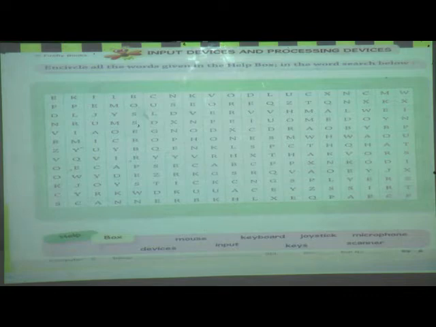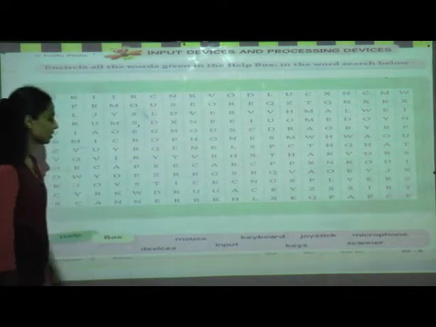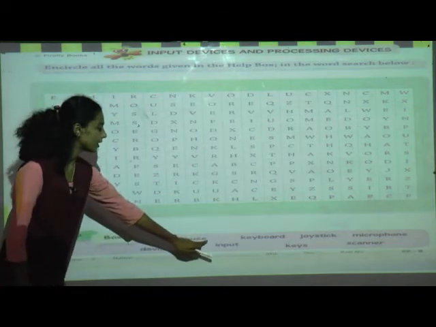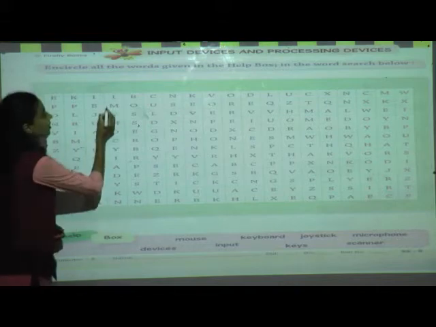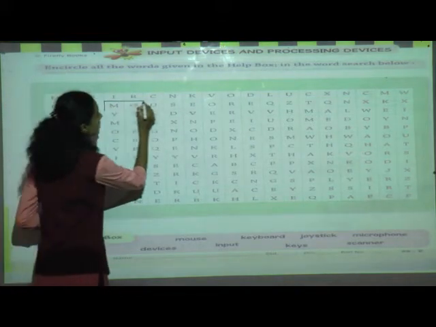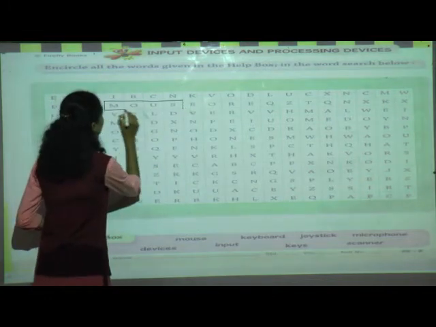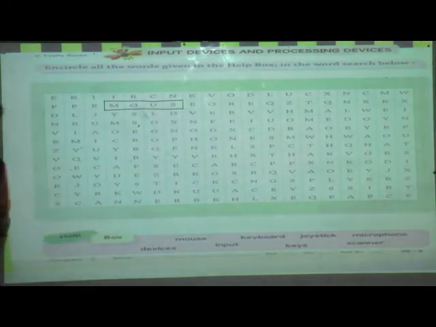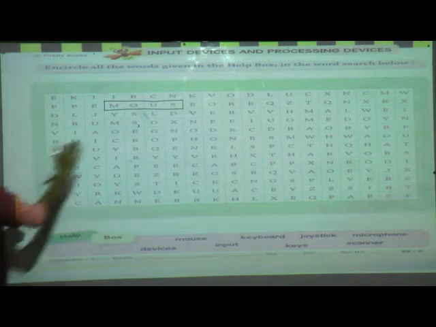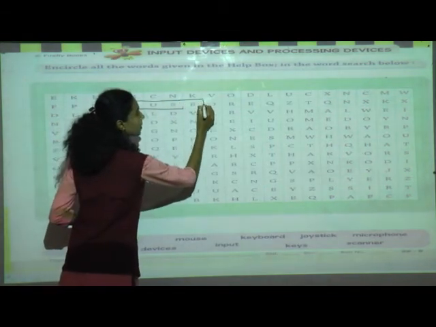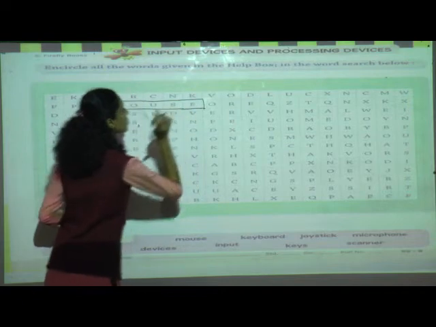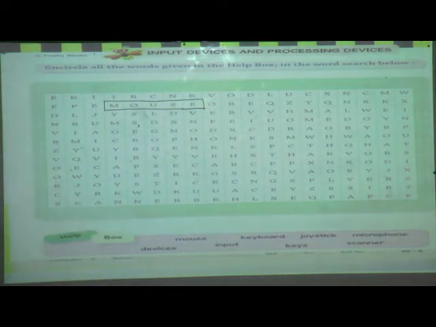First we will see mouse. Where can we see mouse here? M-O-U-S-E, mouse. Where can you see the spelling of mouse? Good, here. M-O-U-S-E, mouse. What is the next one?